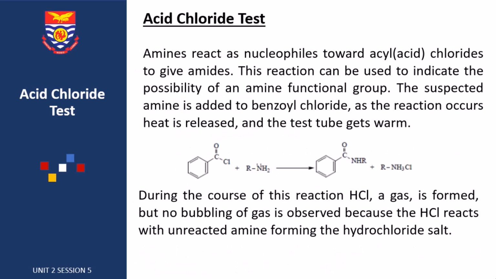In the tests for amines, there's the acid chloride test, which is also known as the acyl chloride test. Here, amines as nucleophiles will react with acid chlorides or acyl chlorides to give amides. This reaction can be used to indicate the possibility of an amine functional group in a compound. The suspected amine is added to benzoyl chloride, and as the reaction occurs, heat is released, and the test tube gets warm. So we have the typical equation of the reaction here.